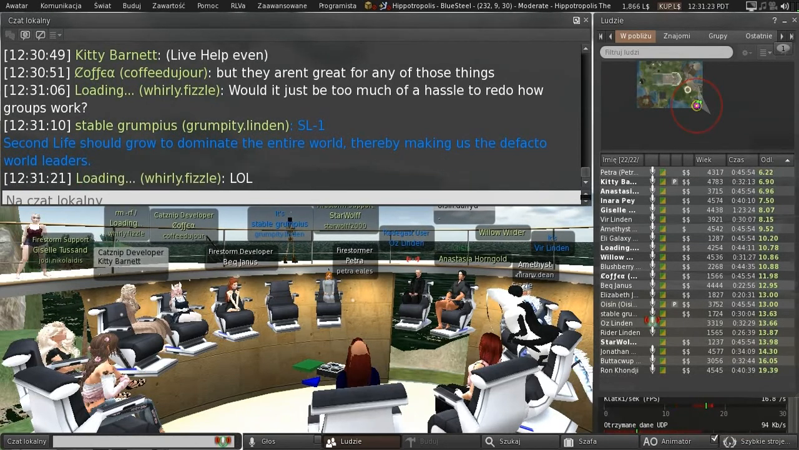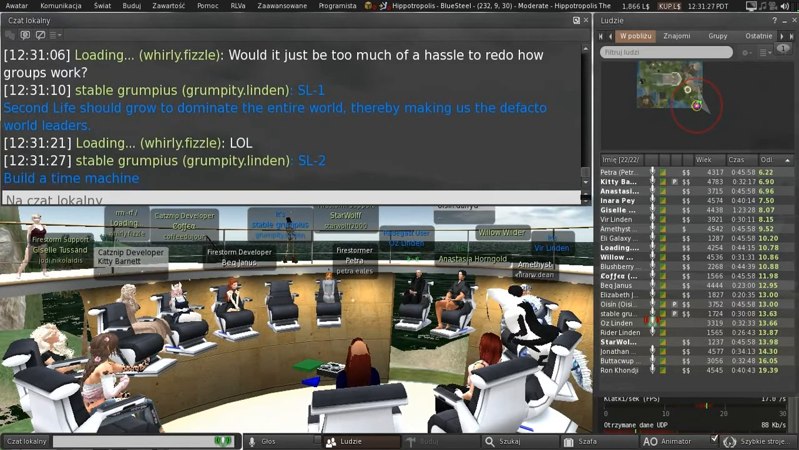It's hard to say whether it would be too much of a hassle to redo how groups work.